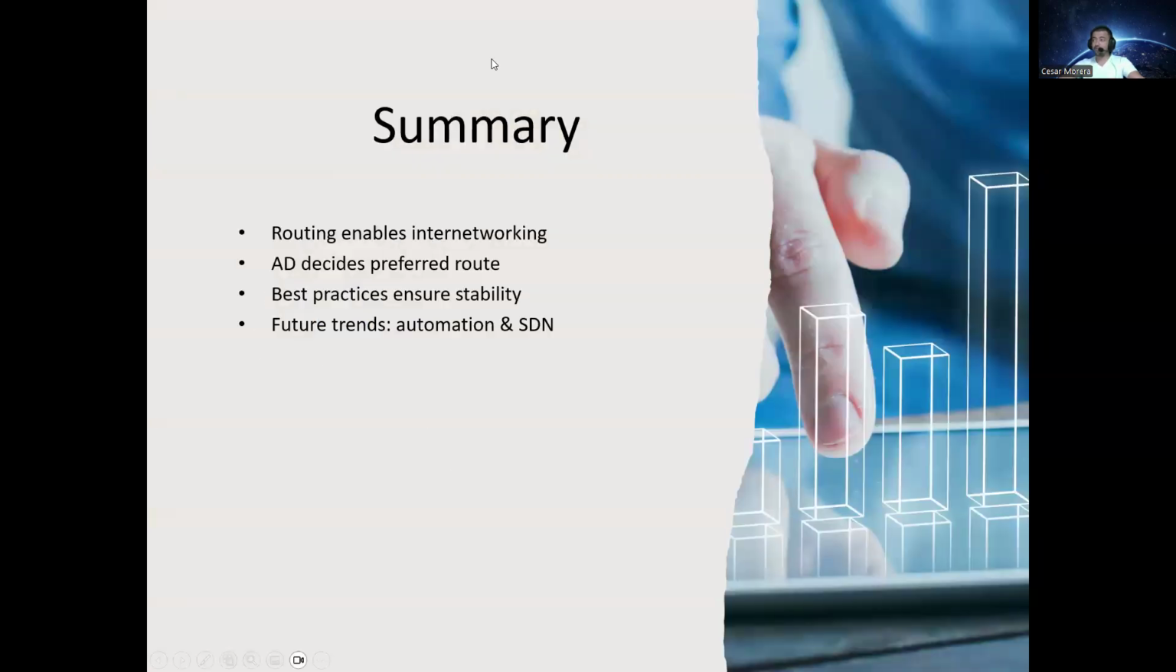And now there is a summary. We have studied today a little bit about routing. Routing enables internetworking. AD decides the preferred route. The best practices to ensure stability, and the future trends of automation and software-defined networks. With this, we are closing the chapter for today. I hope that you have learned something from this lesson.